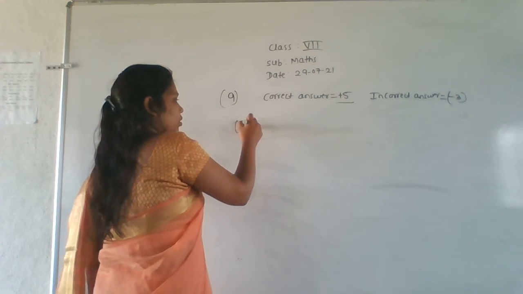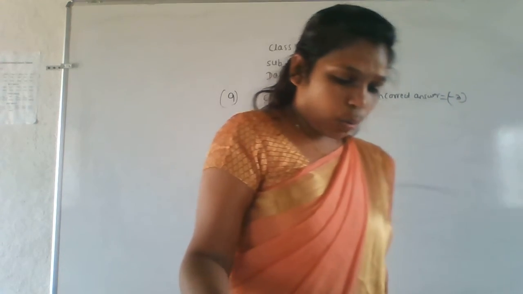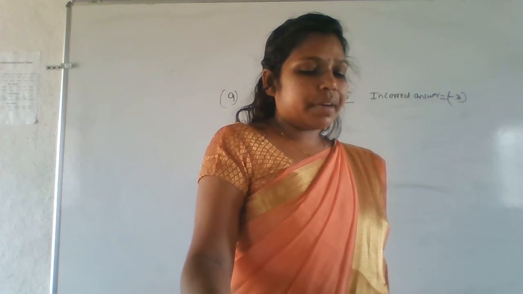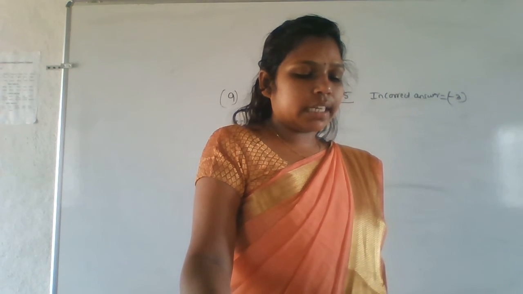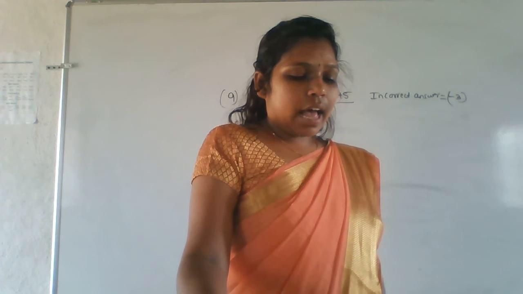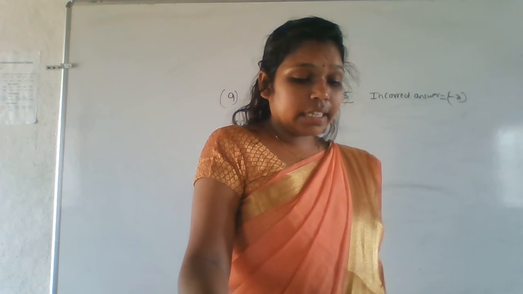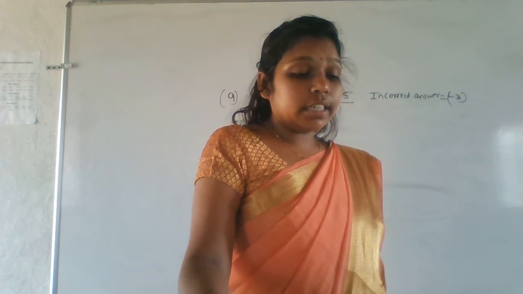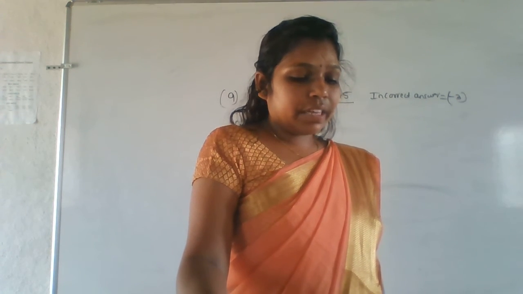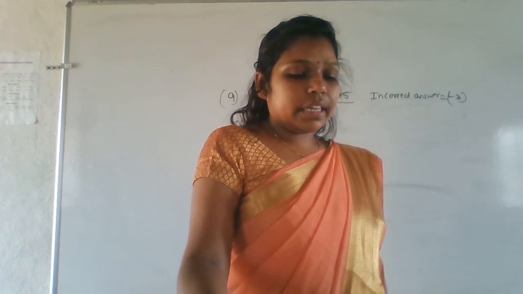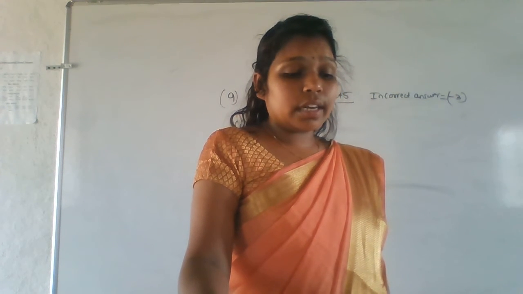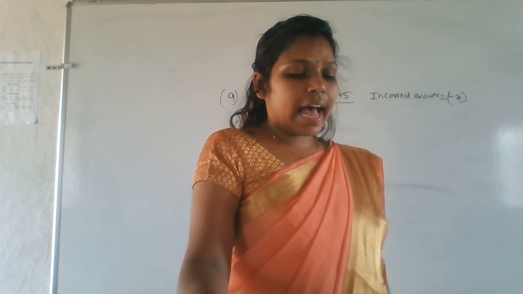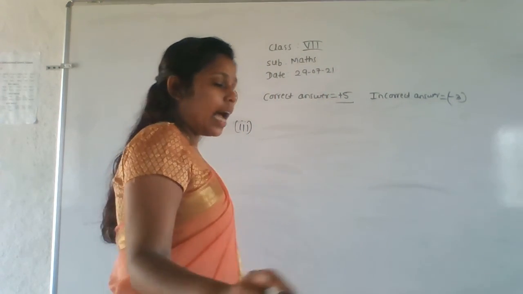Third one. Rakesh scores 23 marks by attempting 19 questions. How many questions has he attempted correctly and how many has he attempted incorrectly? They are asking here. Total marks is 23, and he attempted a total of 19 questions. We have to find how many he attempted correctly and incorrectly.